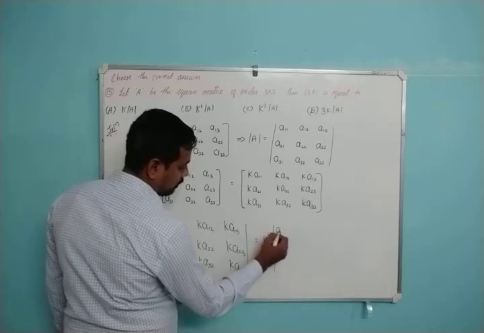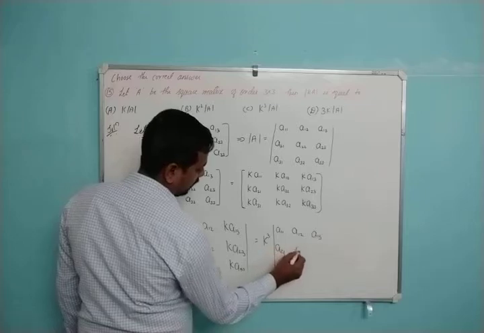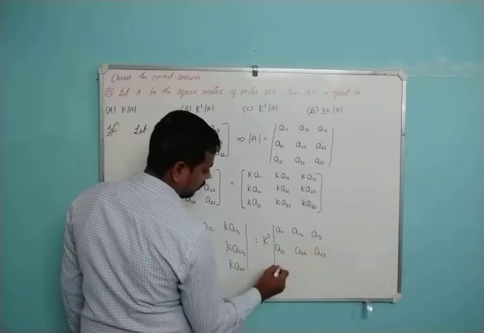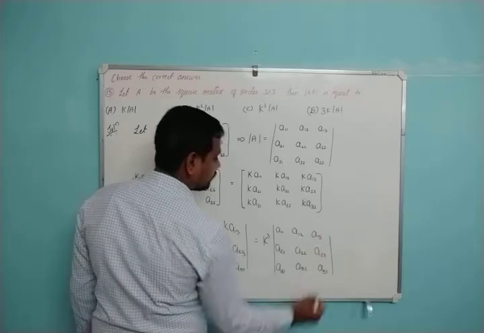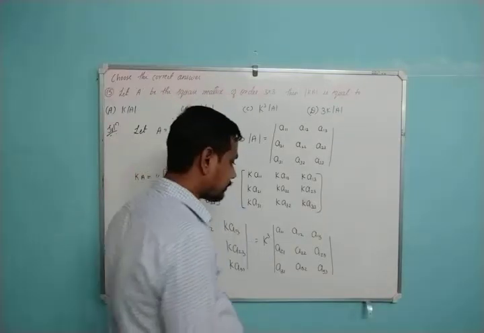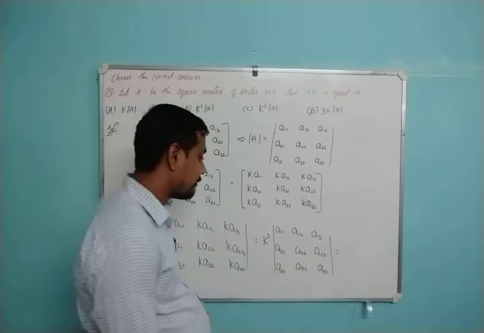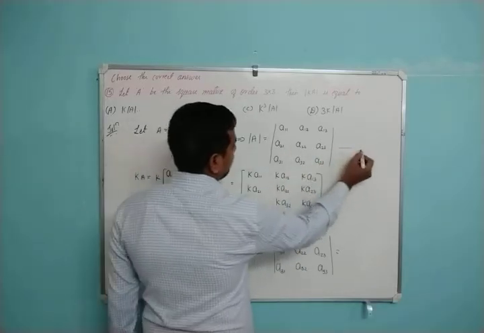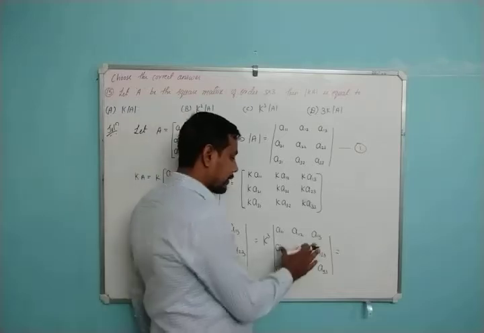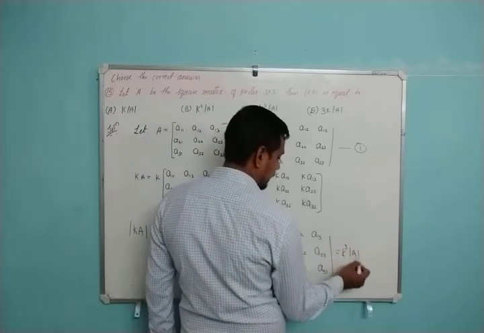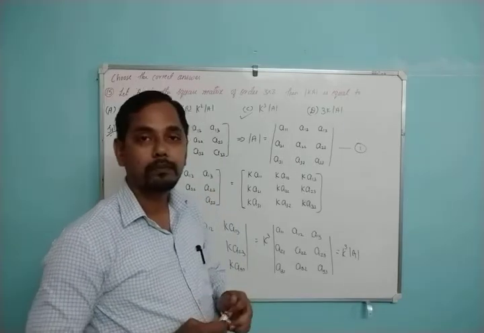K cube into the determinant A11, A12, A13, A21, A22, A23, A31, A32, A33. Right? So this is how it will come out. Now what is this A11, A12, A13, A21, A22, A23, A31, A32, A33? This is determinant A. It is definitely the same thing, so I can replace this by determinant A. So which one will be the right answer? K cube into determinant A. Fine, so this is how this problem is solved.